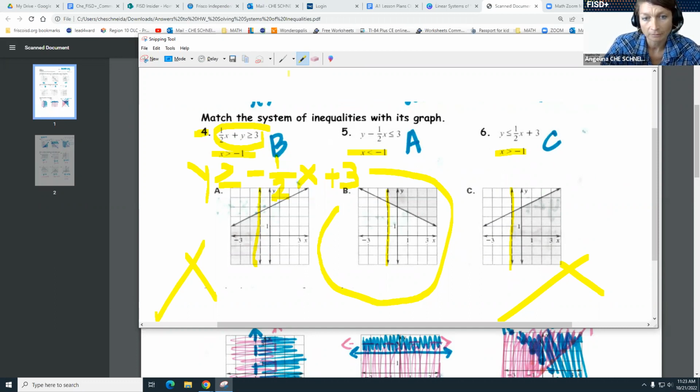Number 5 shows y minus 1/2 x is less than or equal to 3. Move that into slope-intercept form. Both of them are rising lines, and both of them have a y-intercept of 3, notice. So now you have to decide which way to shade. Once you've decided on that, you'll notice that 5 goes with A and 6 goes with C.